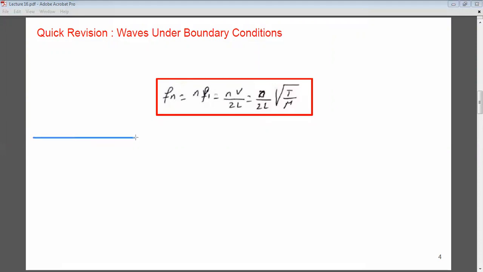So I have a string fixed at both ends. That is, I cannot move it here and here. So here and here we already have nodes. We will call it n. So here I have a node and here I have a node. Now, what are the possibilities for standing waves?